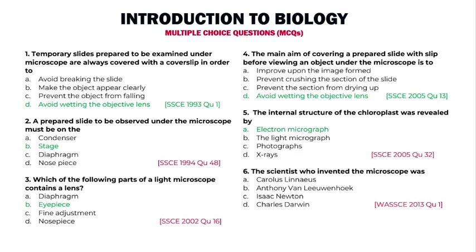Question number 6. The scientist who invented the microscope was A. Carolus Linnaeus. B. Antony van Leeuwenhoek. C. Isaac Newton. And D. Charles Darwin. Now, the answer for this question, the scientist who invented the microscope, is Antony van Leeuwenhoek. So the answer for question number 6 is B.